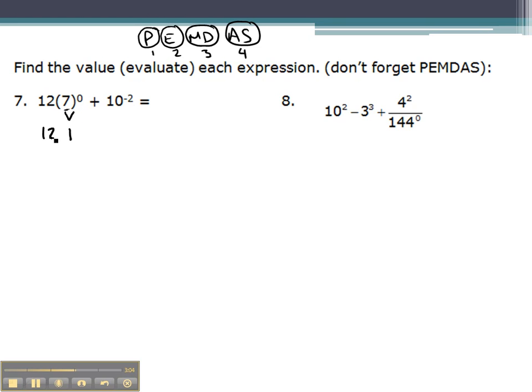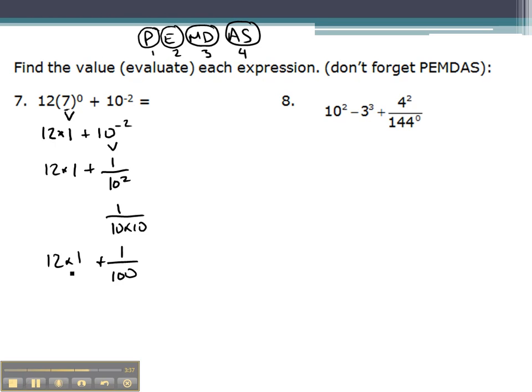So rewriting my expression, this is 12 times 1 plus 10 to the negative 2. 10 to the negative 2 is equal to 1 over 10 to the positive 2. Again, rewriting. 1 over 10 squared. 10 squared is 10 times 10. So that's 1 over 100 plus 12 times 1. Now we're on step 3, multiplication and division. 12 times 1 is 12, and 12 plus 1 100th is equal to 12 and 1 100th.